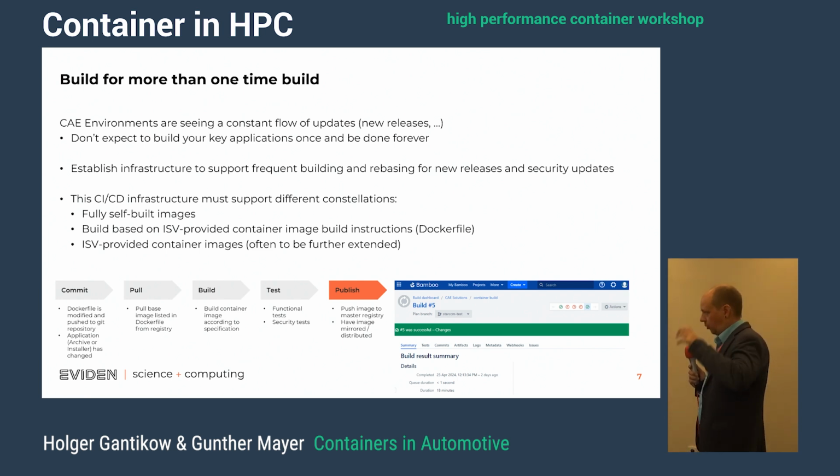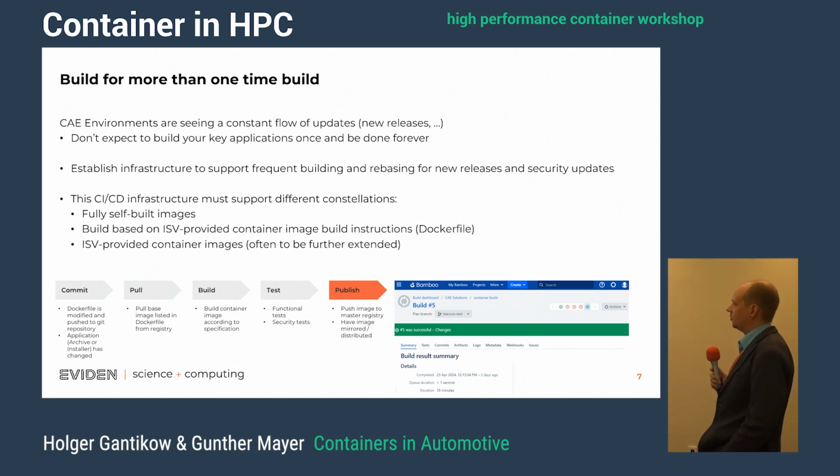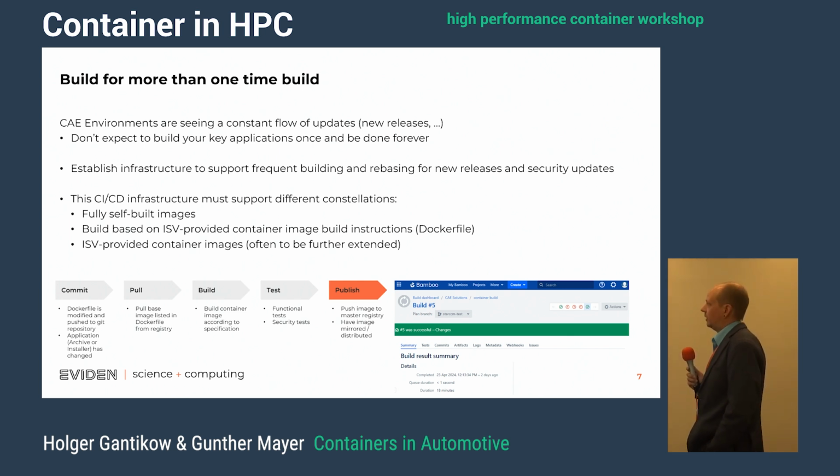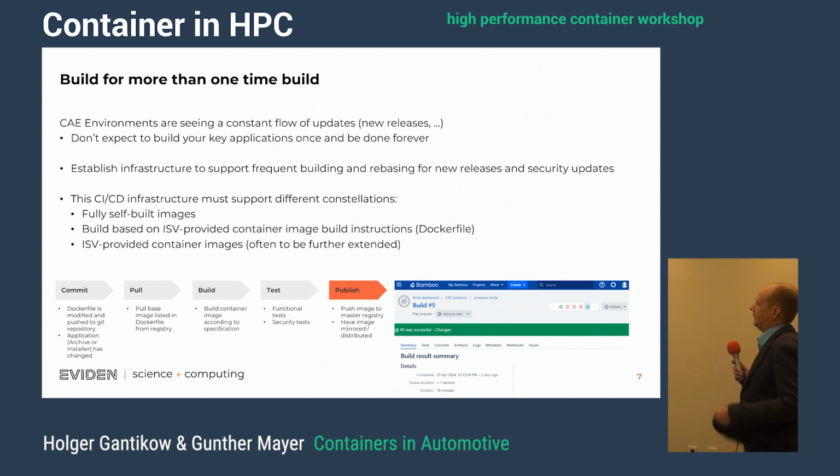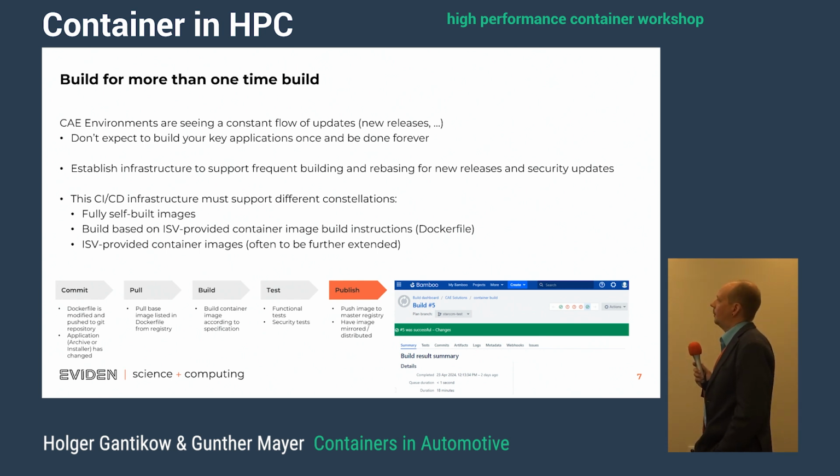So the point here is to make sure to build for more than one build, that you automate your building as far as possible, that you have the related CI/CD infrastructure around this, and also make sure that you basically support 3 different constellations. On one hand, the fully self-built images, where your power user can come along and build their own thing.